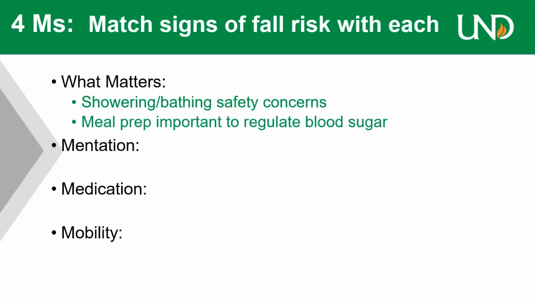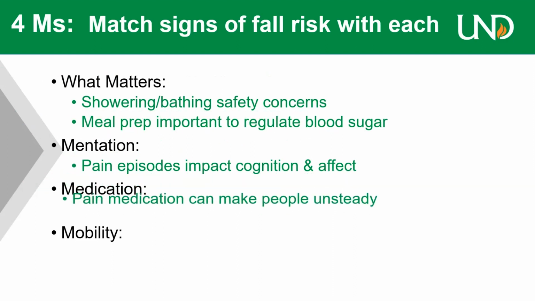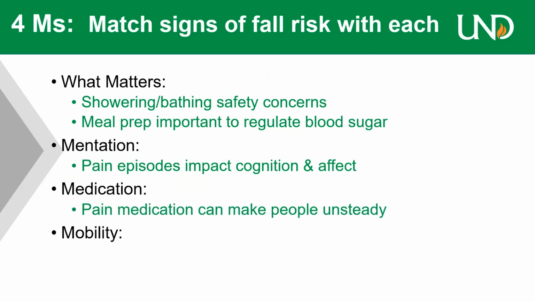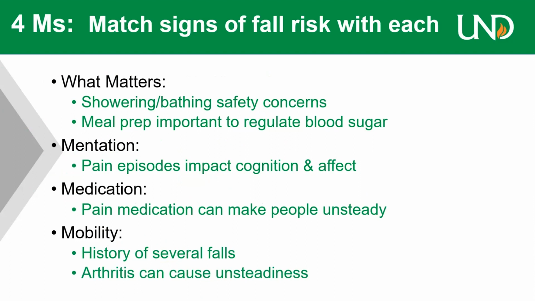Meal preparation is important to regulate her blood sugar. So if blood sugar was the problem, it's going to be really important that she have regular intake of meals. So that falls under the what matters category. How about mentation? What did we say about Virginia for mentation? Well, we know that she has pain episodes that impact her cognition and affect at times. And then how about the medication? She's on quite a few medications. Pain medication can make people unsteady. And there's some others. And we also know she might have some cardiac things, so blood pressure might be an issue. And then under mobility, we know there's a history of several falls. And we know that arthritis can cause unsteadiness.